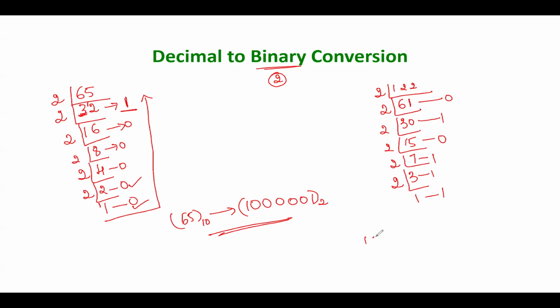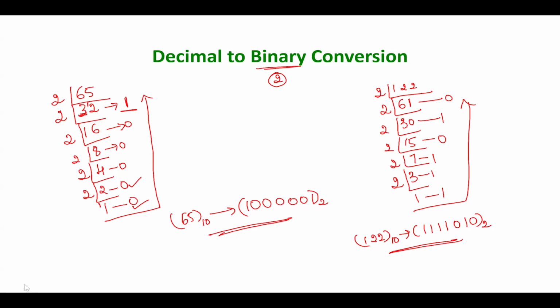So if I have to convert 122, which is in decimal, into binary, then once again I write it in the reverse order. I will be getting 1111010. This is in base 2. So this is how I will convert any given decimal number into binary. All right, I hope this is clear.